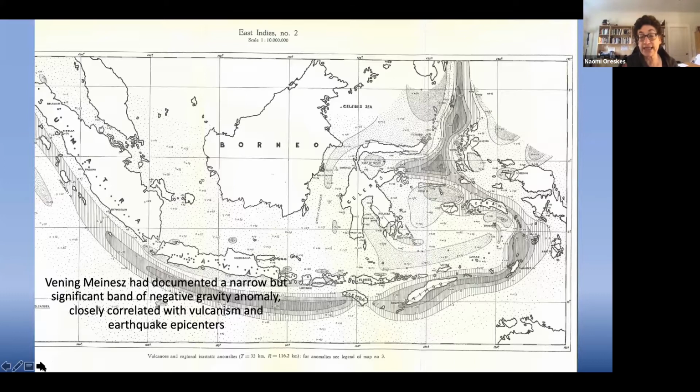One of the things that he had seen and documented in his work was a very significant and very dramatic band of large negative gravity anomalies that worked its way around Sumatra, Java, and then bent around the Celebes and Borneo. And it paralleled what we would now call the island arc. That is to say, it paralleled the arc of active volcanism and active earthquake activity in this region. So there was a strip of gravity anomaly, a strip of volcanoes and associated earthquake epicenters.